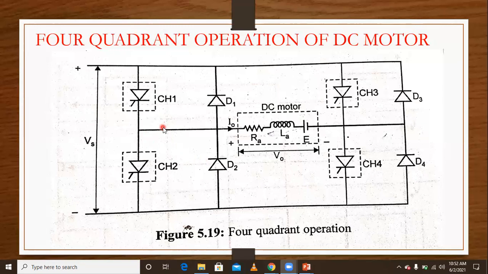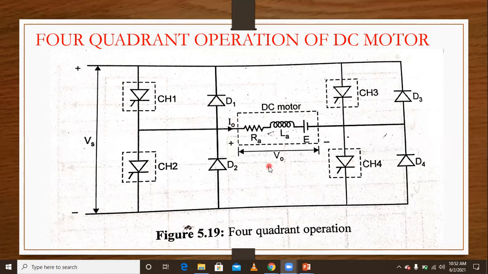Now the working of the chopper in four quadrant operation. First forward motoring mode, then forward braking mode, reverse motoring mode, and reverse braking mode. So only four quadrants are there. We will discuss the four quadrants, first considering the forward motoring mode.